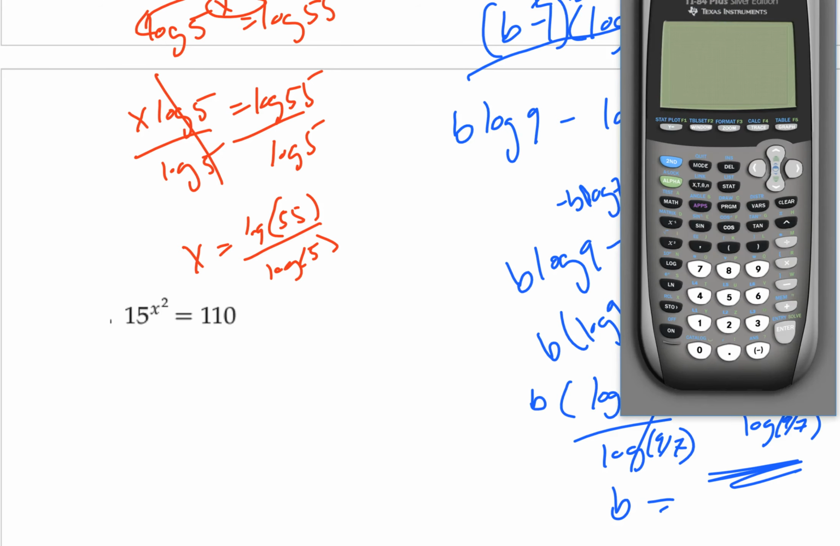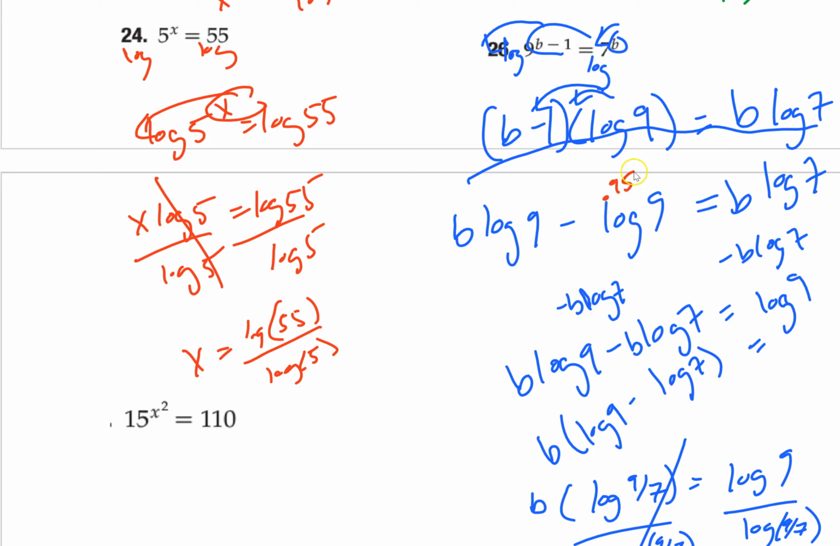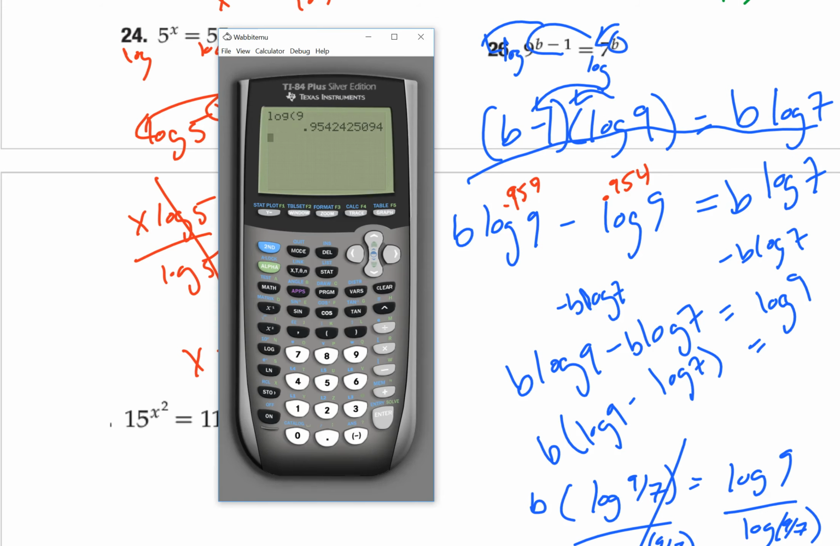What's the other way to do it? Well, using your calculator, once you get to this first step right here, you figure out what log of 9 is. So if you prefer, you can work with decimals. This would be 0.954. And let's see what log of 7 is. Log 7 would be 0.845.